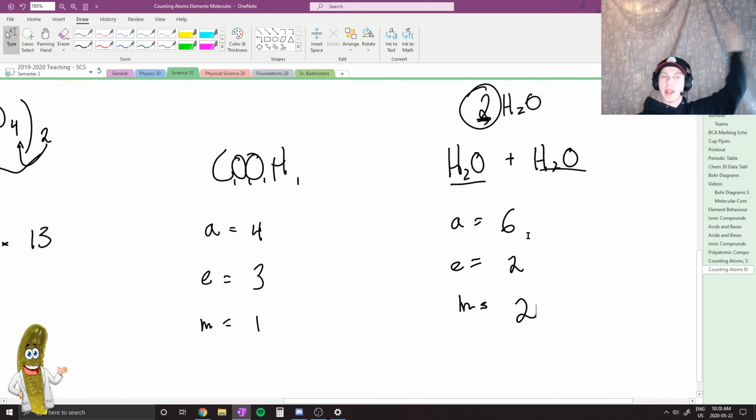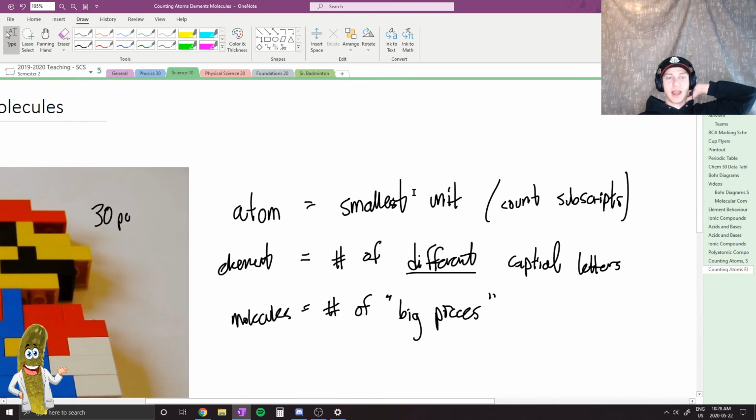It's a super quick little flash how to count the number of atoms, elements, and molecules.